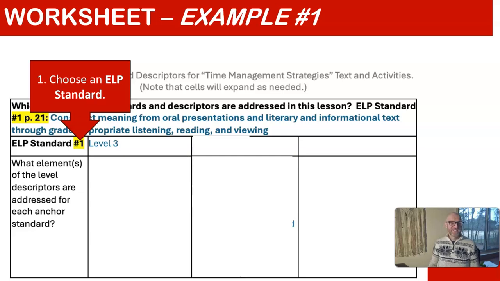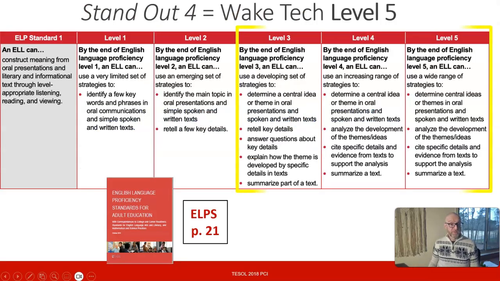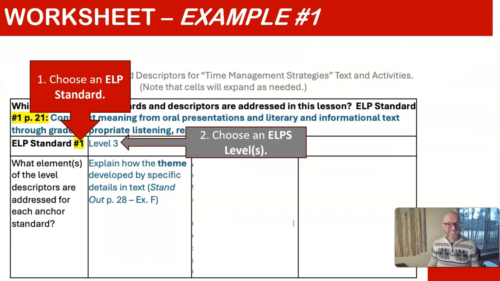Next, we need to choose our level. We chose level 3, ELPS level 3 for this lesson. How did we decide that? Well, Standout 4, we use in Wake Tech level 5, which will put us between levels 3, 4, and 5 of ELPS. We got our standard, we got our ELPS level.